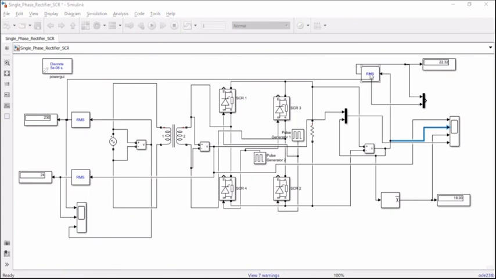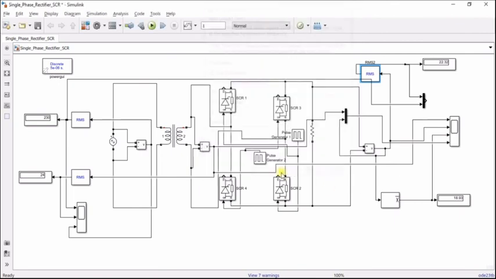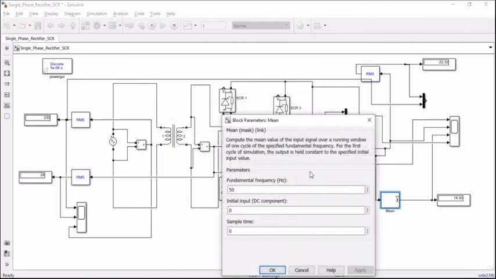Here in the RMS block the parameters need to be set. The fundamental frequency needs to be set as 50 Hz because we are operating with a 50 Hz input supply. If this has some other value, it needs to be changed to 50 Hz, and the mean block parameter also needs to be set as 50 Hz only.